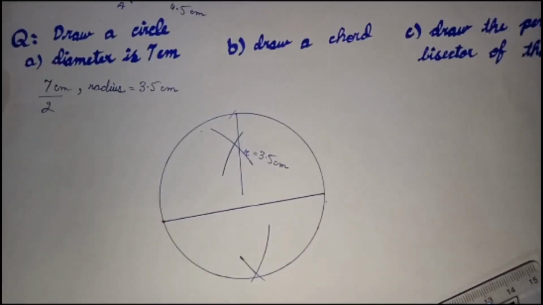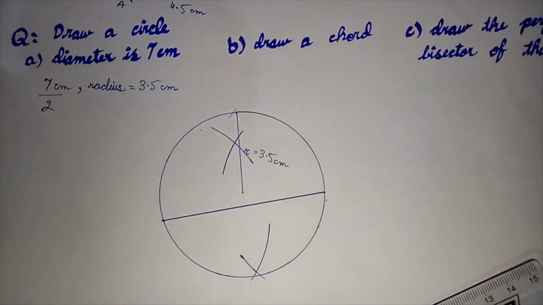Here you have to make sure that the compass's size will not change. It means you have to maintain the distance between the two legs of the compasses. It should remain the same. If the distance between the two legs is changed, then we are not able to find the perpendicular bisector.